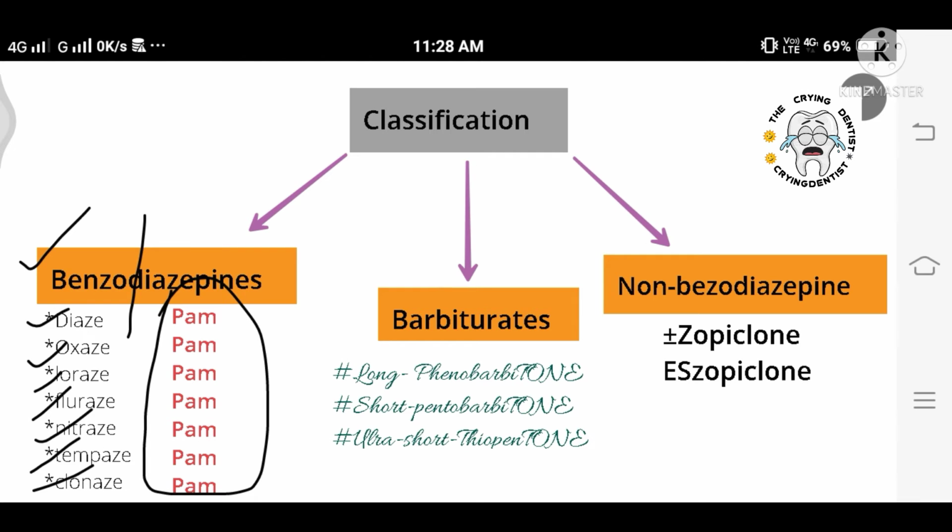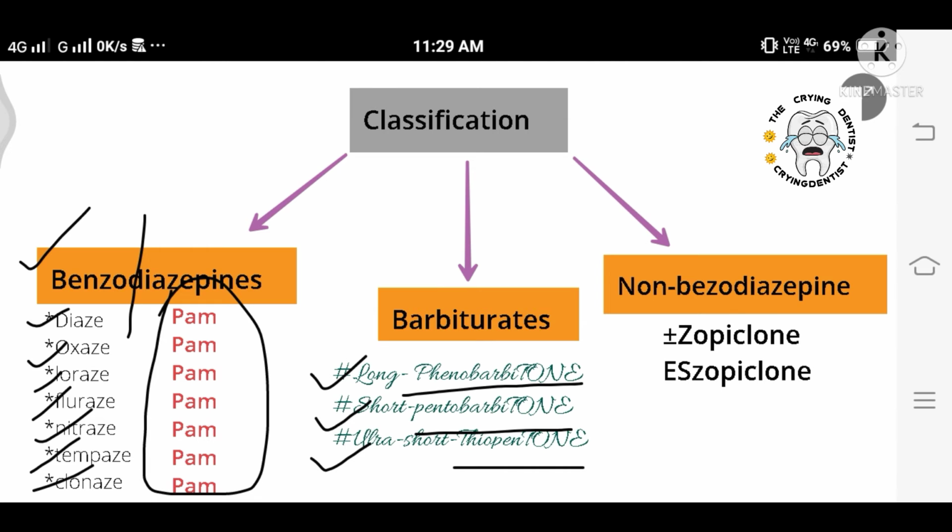Okay. Now, what are the barbiturates? They are the derivatives of barbituric acid. There are also mainly three types: long acting, short acting, and ultra short acting. Long acting includes phenobarbital, short acting pentobarbital, and ultra short acting thiopental. Remember the last word, tal, in the barbiturates.